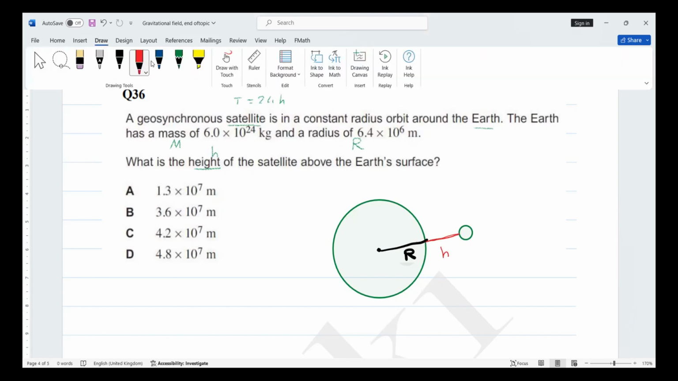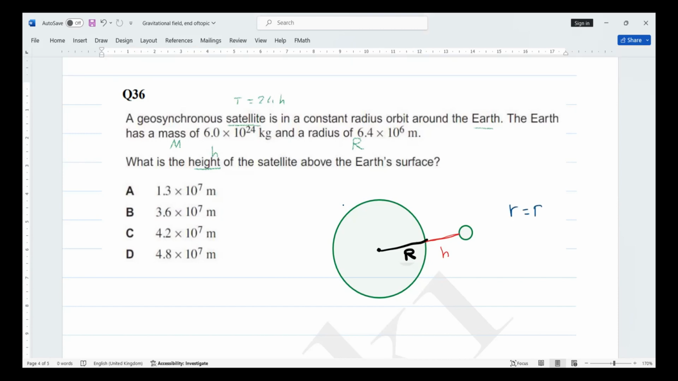What is the relation between them? The relation is that R small, the orbit radius, is R plus H. R capital is the radius of the Earth, and H is the height from the surface. We need the height, then the height equals R small minus R capital. Already we have R capital: the radius of the Earth is 6.4 multiplied by 10 to the power 6 meters. Now we need to calculate R small.